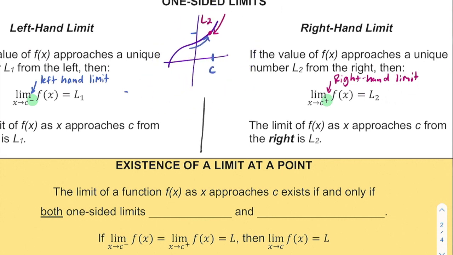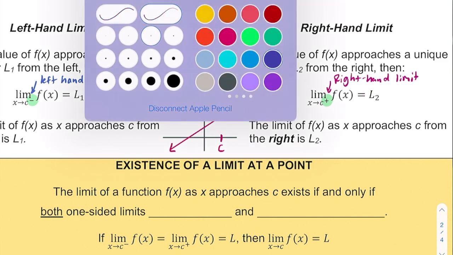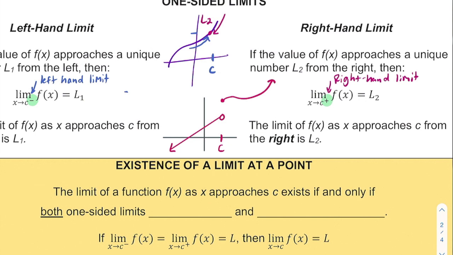So if I were to draw a function and give you a point here that we'll call the x value of c, let's say that the graph goes like this. It's a straight line, we have a circle, and then maybe there's a dot, and then maybe it curves this direction. So at c, my function is in one of two different places. There's an open circle and there's a closed circle.